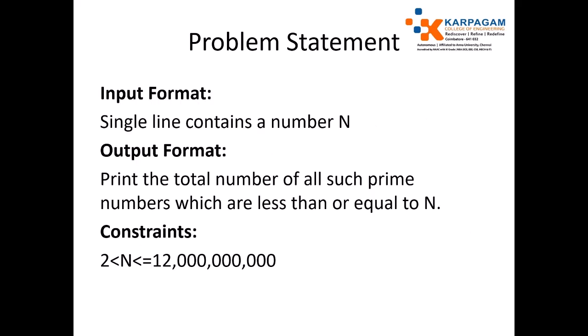The input should be a single integer. The output would be the total number of all such prime numbers which are less than or equal to n. Here they have given a constraint, which ranges from 2 to a large number.